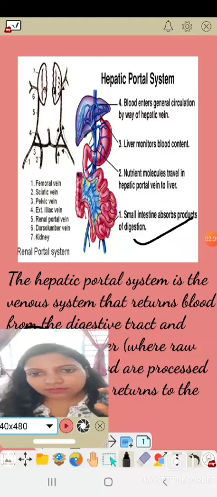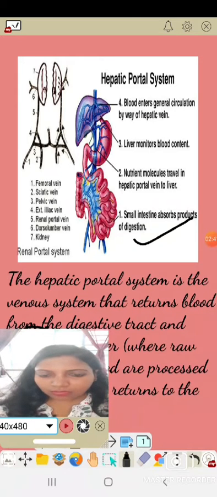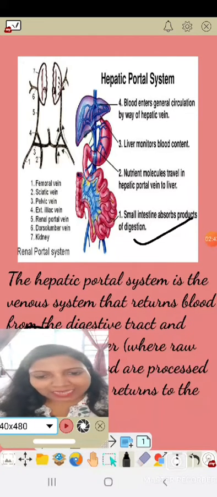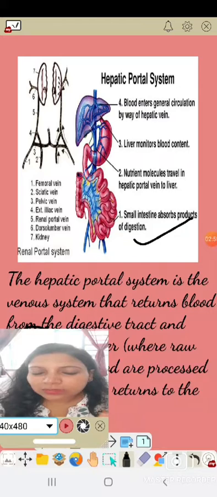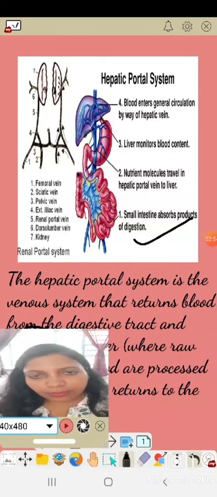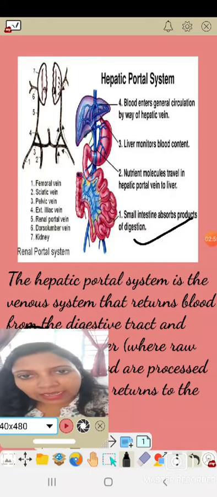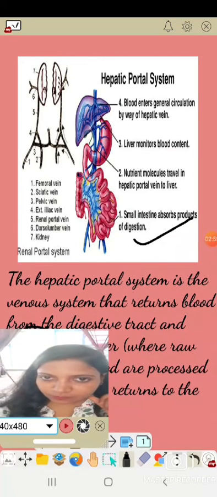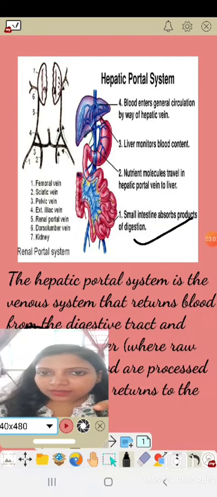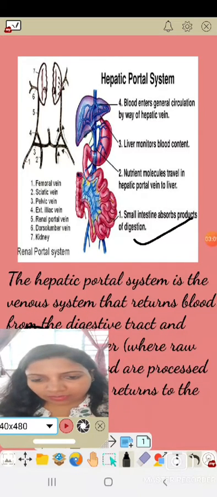Means after digestion, all the food products, the nutrients, will be absorbed by the small intestine and carried away through the blood, through the circulatory system, and it will travel through the hepatic portal vein. So, this hepatic portal vein is the vein which enters the liver. Okay. Why does it enter the liver instead of the heart?